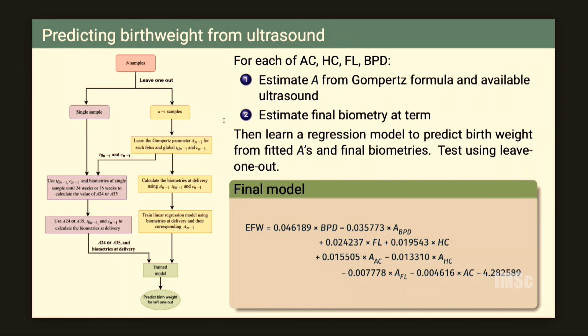And then from that, we estimate the final biometry at term, what we predict it would be at term. So just to backtrack, there are literature formulas for this already for estimating the birth weight from the ultrasound. The most commonly used one is due to a guy called Hadlock, and it goes back to the 80s. A lot of ultrasound machines actually come equipped with it. So it's done routinely.